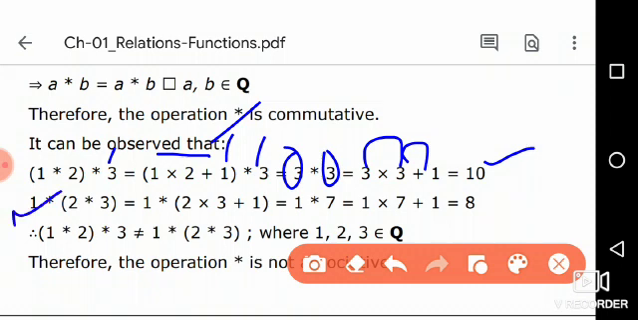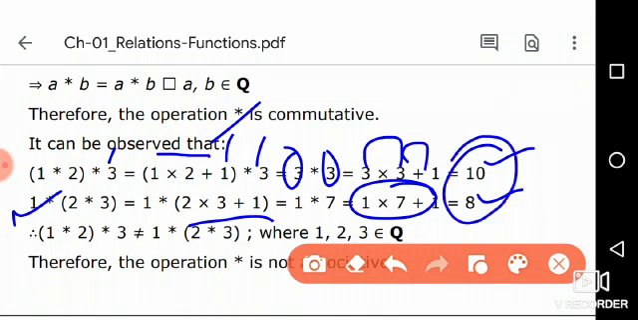Let me consider the right hand side. 1 star (2 star 3) can be written as 2 into 3 plus 1. That gives 1 star 7. But 1 star 7 will be again 1 into 7 plus 1. That gives 8. But here we find that LHS is not equal to RHS for all A, B, C belongs to Q. Therefore, the binary operation star is not associative.